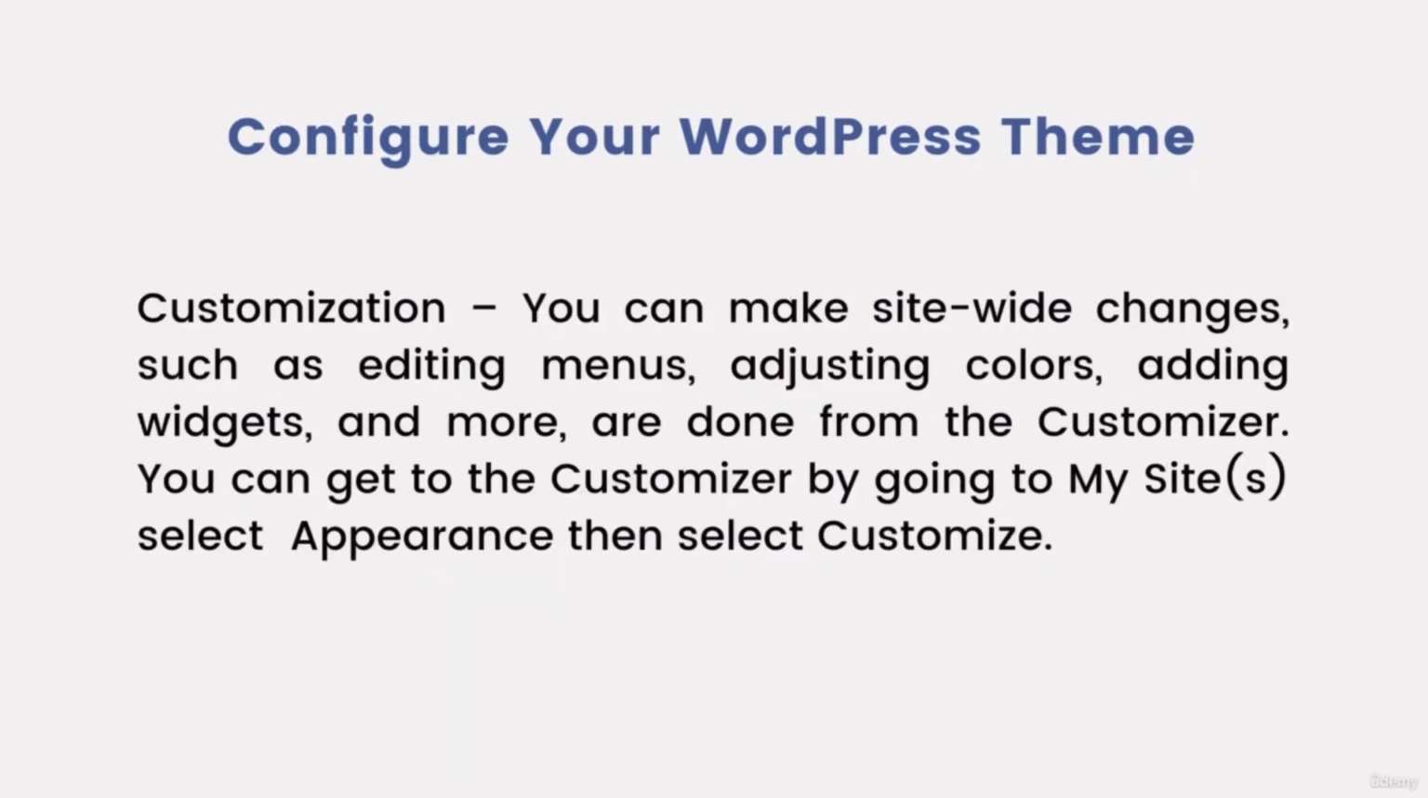Number 2. Customization. You can make site-wide changes such as editing menus, adjusting colors, adding widgets and more. You can get to the customizer by going to My Sites, select Appearance, then select Customize.